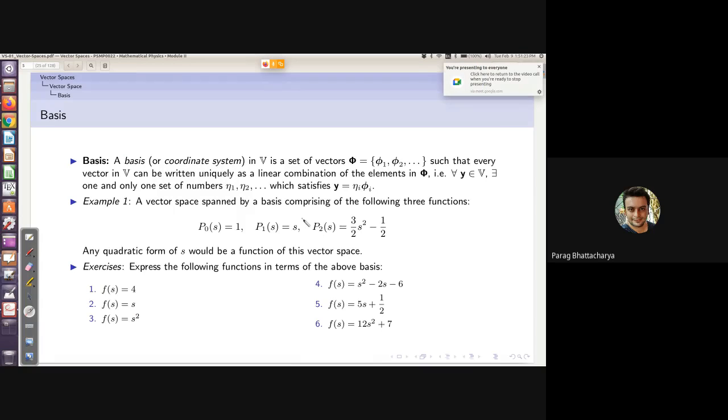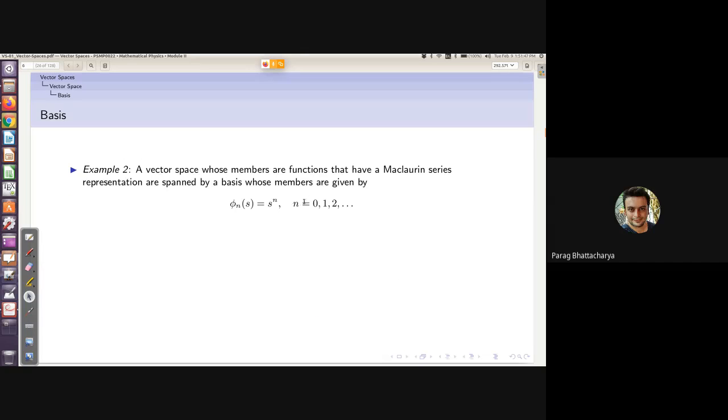So what is the dimensionality of that vector space? The dimensionality is 3, right? Because how many elements are there in the basis? 1, 2, and 3. So just count how many vectors are there in the basis. That number is going to be the dimensionality of that vector space. So here the dimension is 3. Next example, what is the dimension of this vector space?